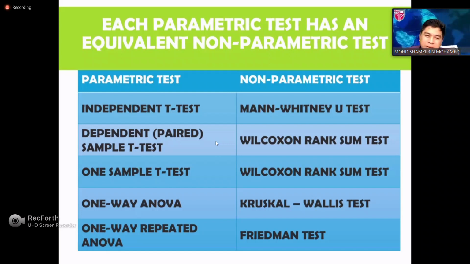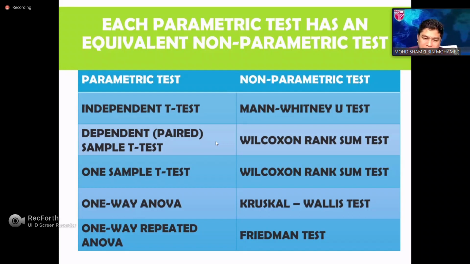So first you need to ascertain whether this data is parametric or non-parametric. Is it normally distributed or not normally distributed? And then see the type of data. Is it nominal type, ordinal type, or continuous? So this is the first section usually asked in the final.